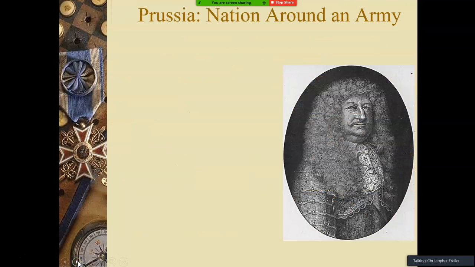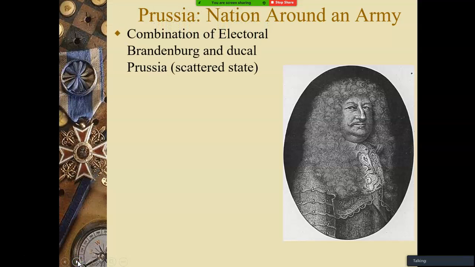Okay, Prussia is an interesting country. It's actually called Brandenburg, Prussia. Brandenburg is a scattered dukedom, duchy within the Holy Roman Empire, and then there's one part of it called East Prussia, which is not part of the Holy Roman Empire, entirely enclosed by Poland. So, Brandenburg was one of the electors of the Holy Roman Emperor. So it was a very scattered state.